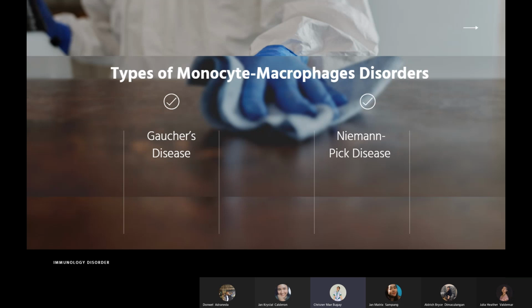The monocyte and macrophages disorder manifests as lipid storage disease. So this includes the rare autosomal recessive disorders. Since the macrophages are particularly prone to accumulate undegraded lipid products. So these are the two types of disorders, the Gaucher's disease and the Niemann-Pick disease. Next slide, please.